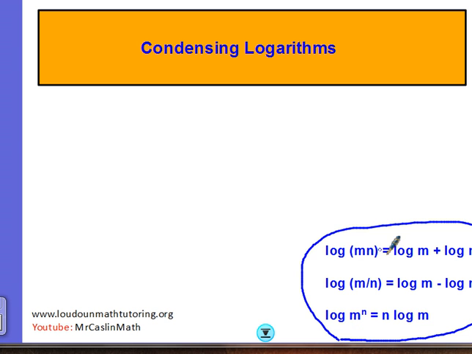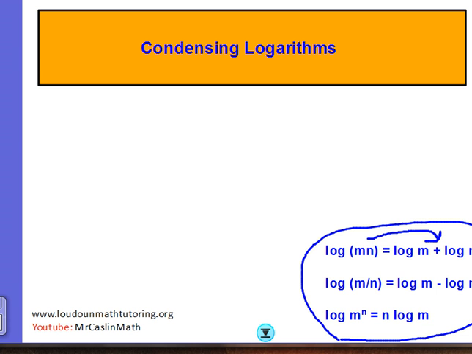When you're taking the log of two factors that are multiplied together, you can break that out into two logs that are added, the log of the first factor plus the log of the second factor. When you're taking the logarithm of a fraction, that breaks out into the logarithm of the numerator minus the logarithm of the denominator. And when you're taking the log of a power, that's the same as multiplying by that exponent, the exponent times the log of the base.